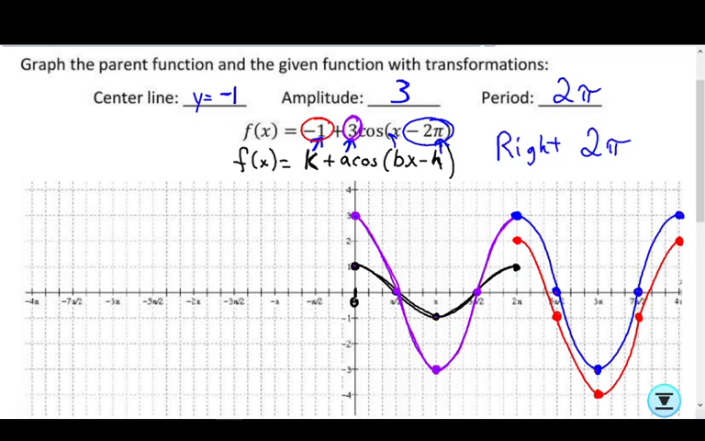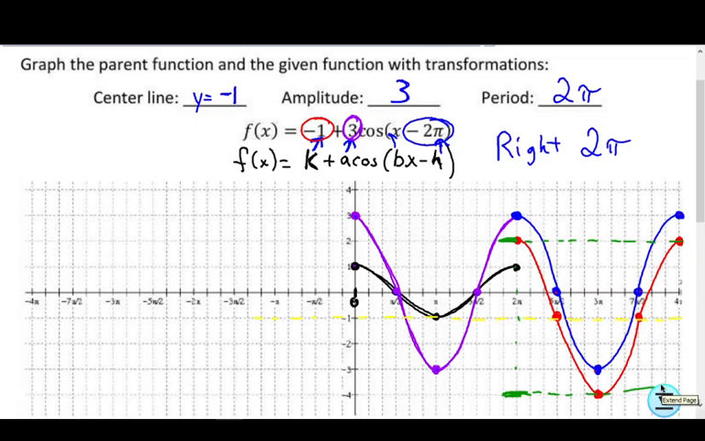And again, does it match all of my information? Well, here's my center line, -1. My amplitude's 3. So if I go up 3 from here, 1, 2, 3, and down 3, 1, 2, 3. Is that where my maximums and minimums occur? Sure does. If you look there and there.